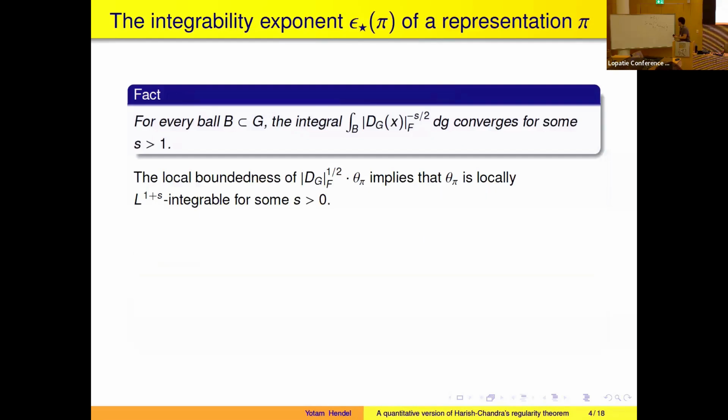This really follows very directly, and I'm just going to write it out so it's clear. I'm claiming I can do something very naive. If I have such an integral over some small open ball, I know that the absolute value of theta pi times the Weyl discriminant dg to the power 1/2 is bounded, and I can just multiply and divide by the same factor.